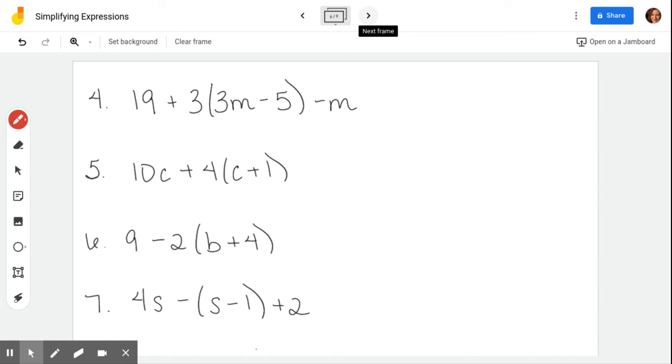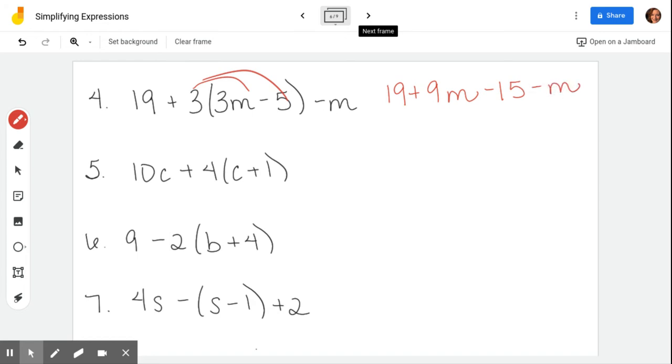This one, I see distributive, right? I see a number attached to parentheses. So before I do anything with that 19, I need to do my rainbows here. I'm going to rewrite this whole problem as 19. 3 times 3 is 9. So this is a positive 9m. Positive 3 times a minus 5 is a minus 15. And then I still have a minus m hanging out.